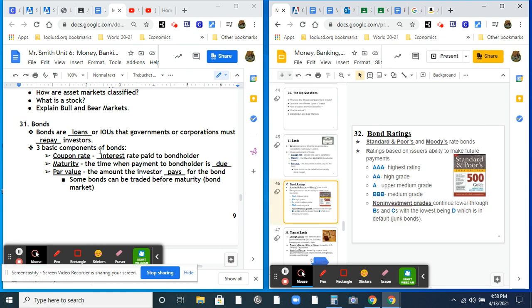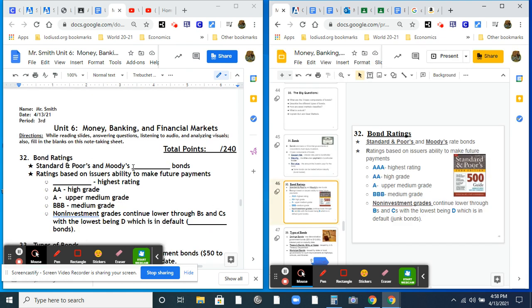All right, let's go ahead and take the note here. We're going all the way to 44 in the notes, so we'll see how it goes. So these are the companies that rate the bonds. We got our AAA as the highest rating. You got your default or junk bonds.